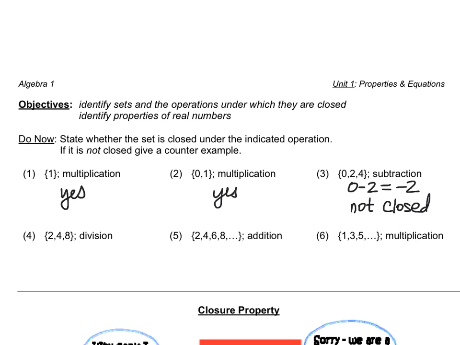2, 4, and 8 closed under division? 2 divided by 2 is 1. Counterexample, so therefore not closed.